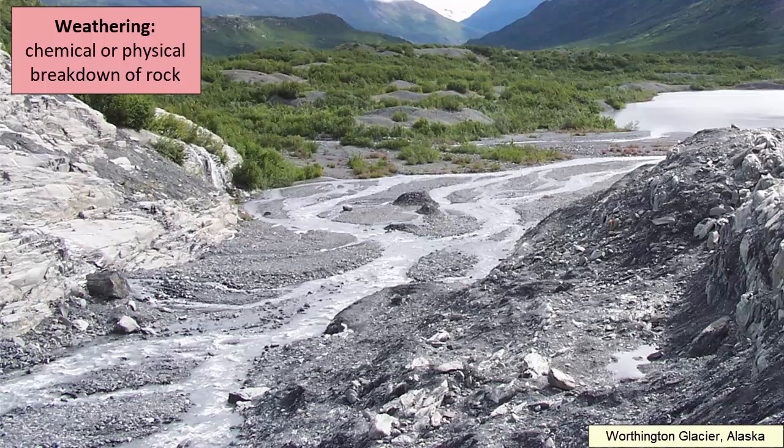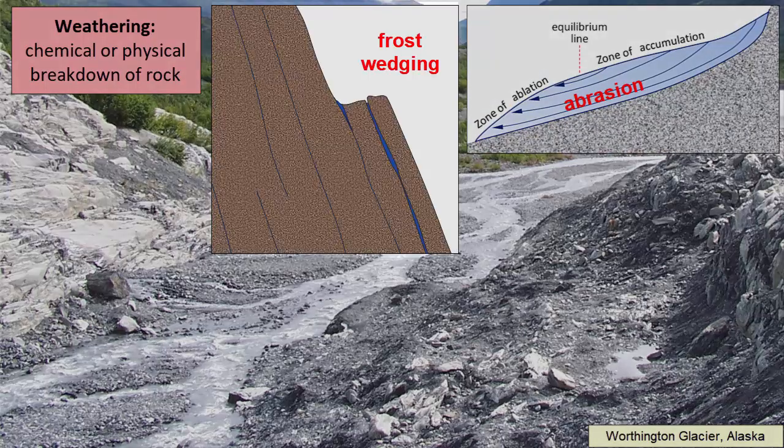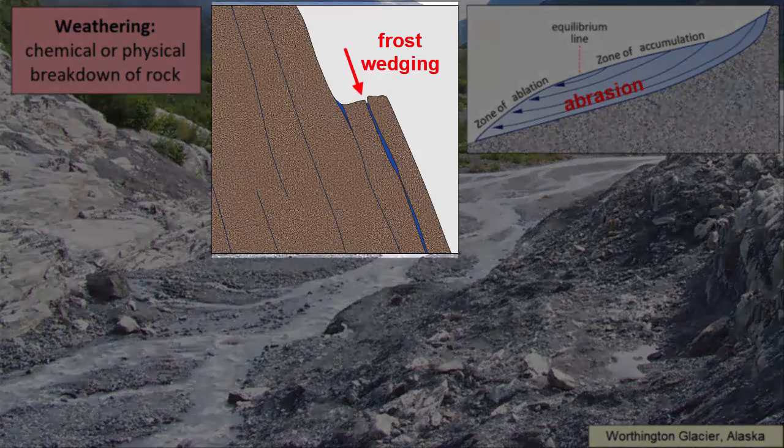Glaciers weather rock through two main methods, frost wedging and abrasion. When the base of glaciers melt, the meltwater will migrate into cracks in the rocks and freeze. Frozen water takes up more space than liquid water, and the increased volume will wedge the cracks open. Through a series of melt and freeze cycles, cracks will widen and the rocks will be wedged apart.